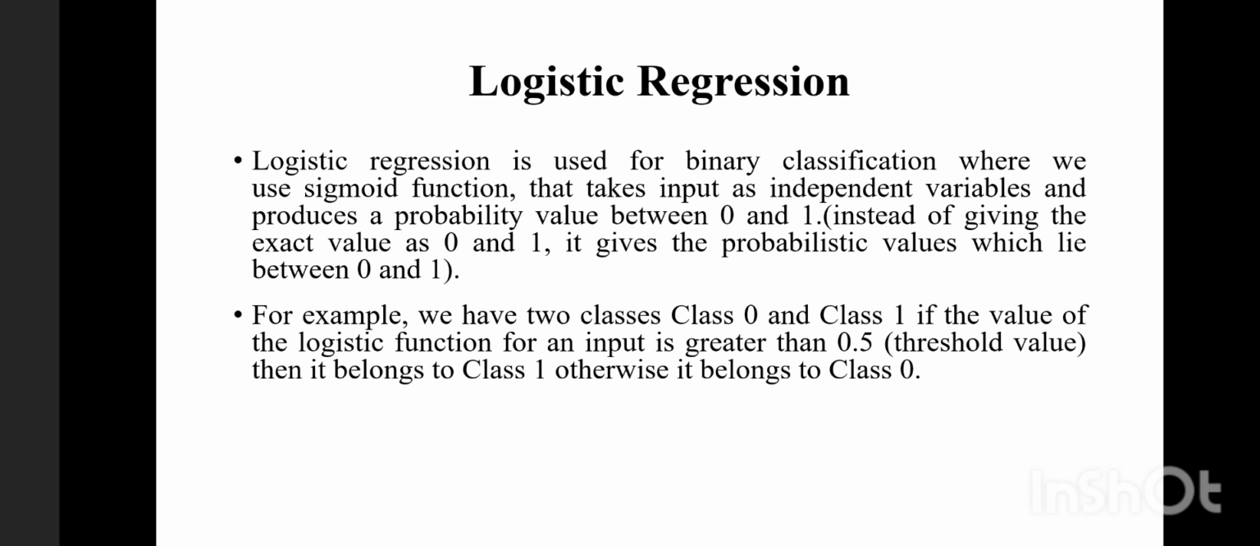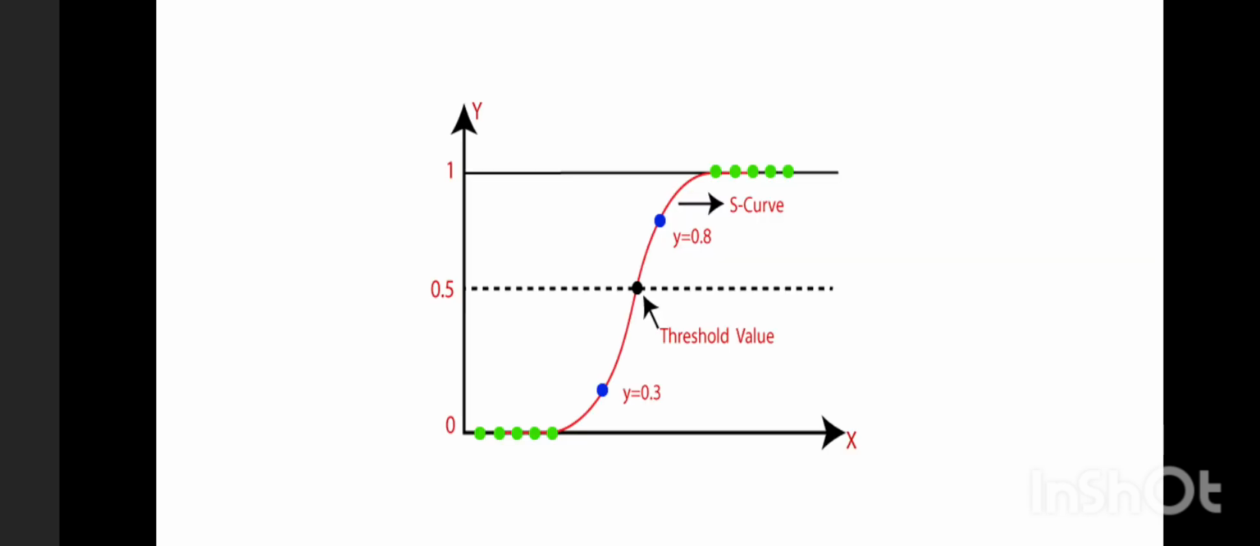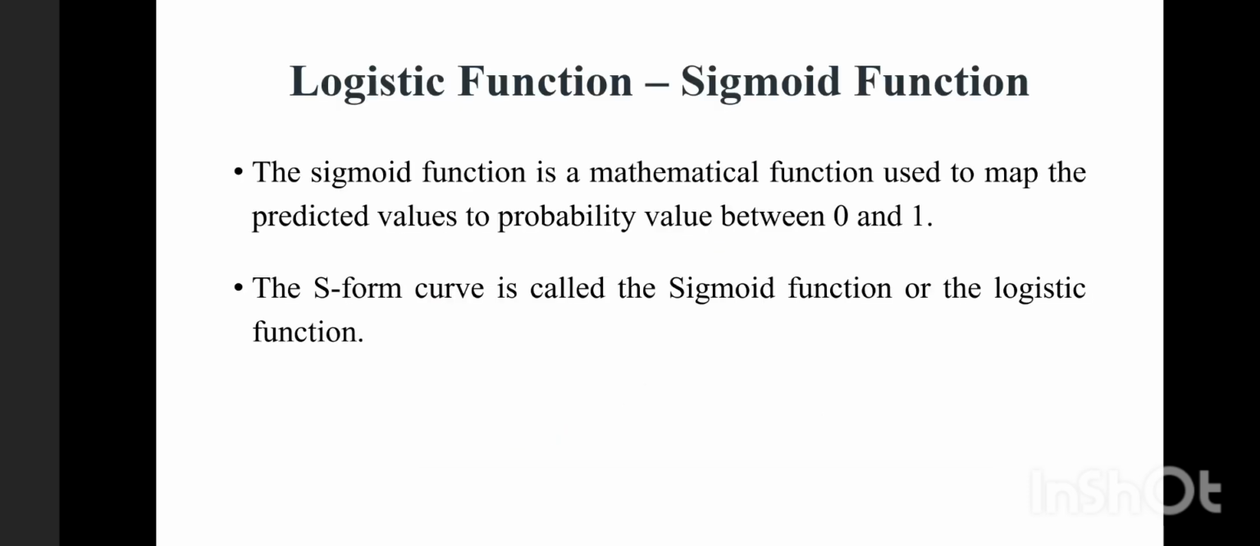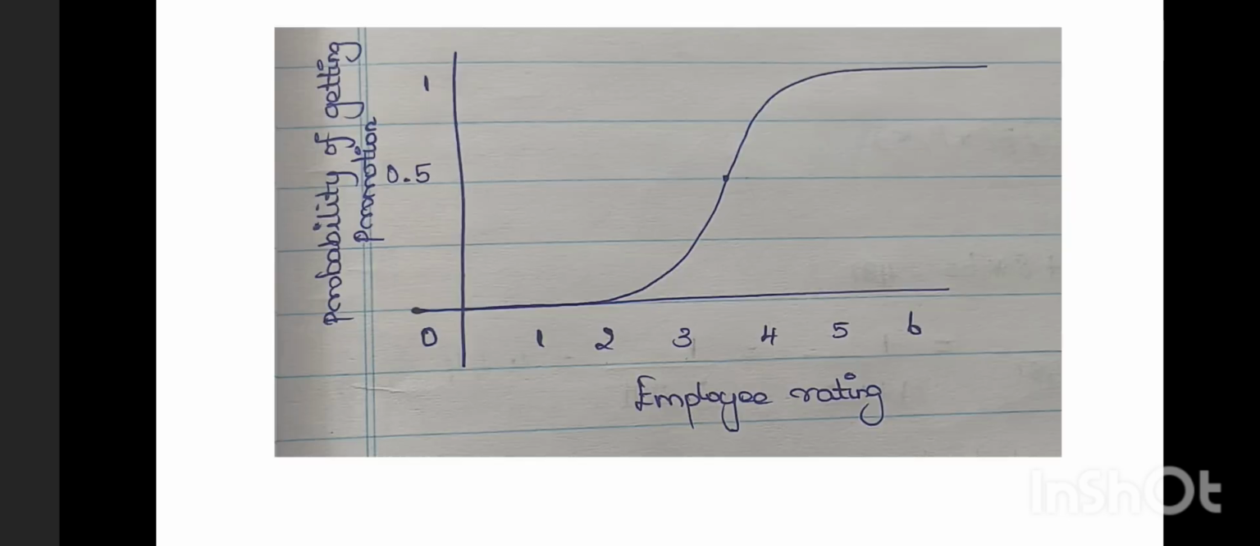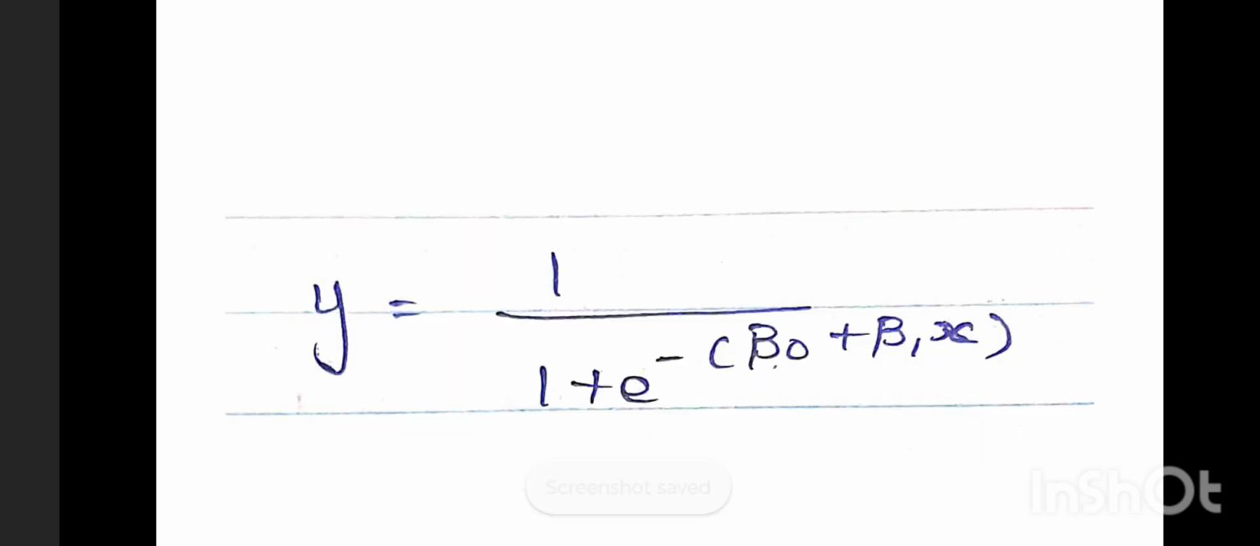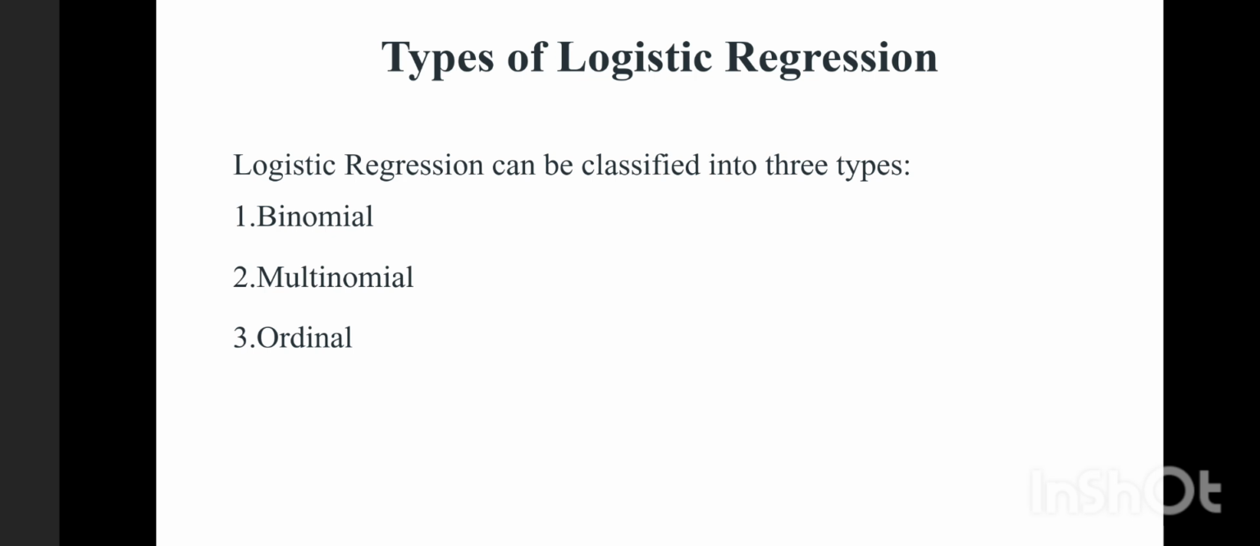Then logistic regression. Logistic regression is mainly used for binary classification problems. It uses the sigmoid function to generate a probability value between 0 and 1. It predicts the probability of class membership. Logistic function. The sigmoid function converts predicted values into probability values. Its graph is called an S-shaped curve. This function is widely used in classification problems. The equation for the sigmoid curve is y equals 1 divided by 1 plus e to the power minus of (beta 0 plus beta 1 x).